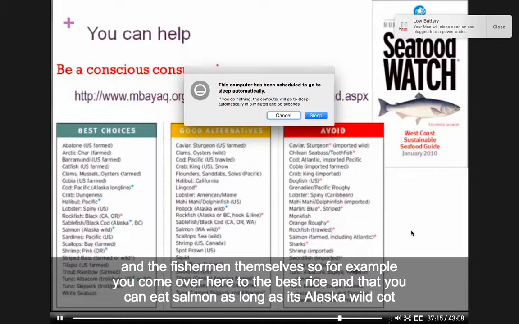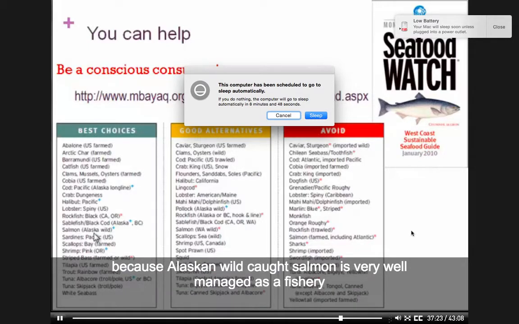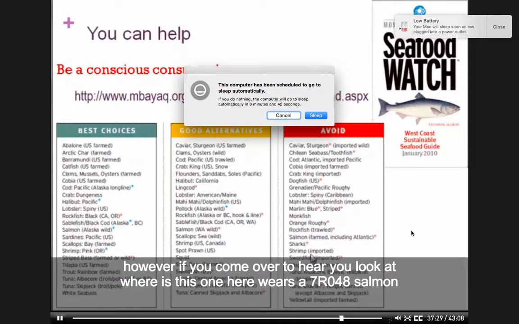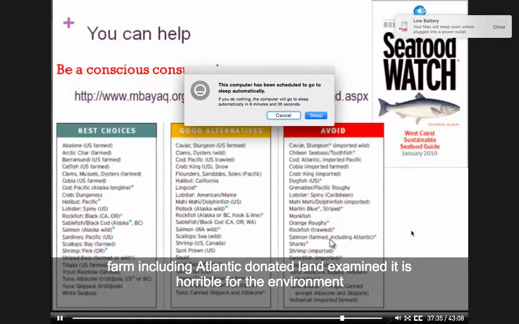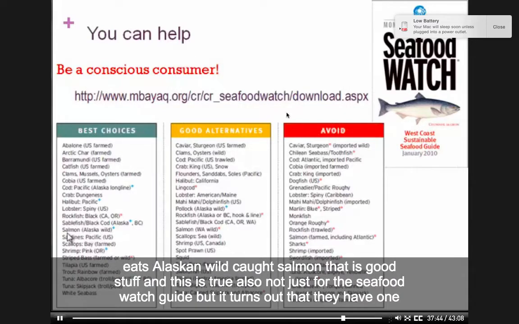So for example, you come over here to the best choice. Look at that, you can eat salmon as long as it's Alaska wild caught, because Alaskan wild caught salmon is very well managed as a fishery. However, if you come over to here, where's the salmon? Avoid salmon farmed, including Atlantic. Don't eat Atlantic salmon. It is horrible for the environment. Eat Alaskan wild caught salmon.